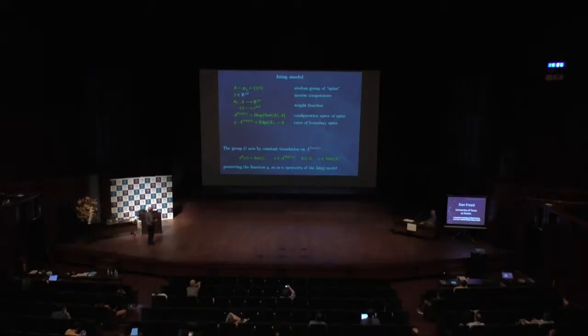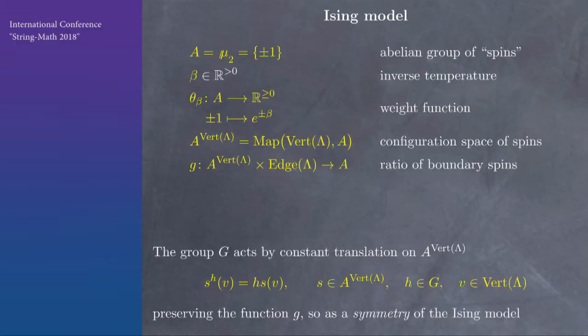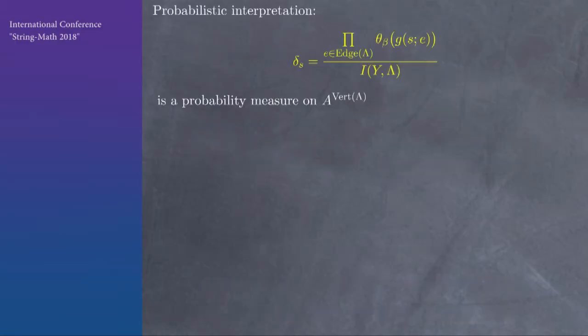And so we can make the Ising model for an arbitrary group, and a key fact is that this has a symmetry. Namely, if I shift all the spins by a constant g, since the function just depends on the ratio, I don't change it. So it has a symmetry where I just shift by the constant function g. So that's a symmetry.